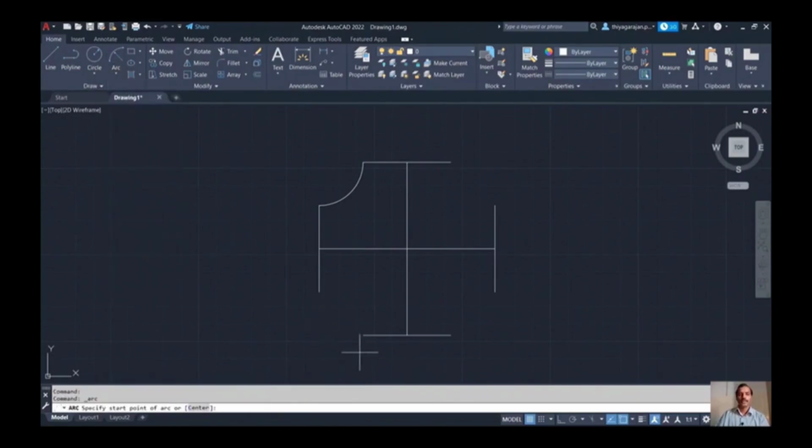So start, end, direction, start point, end point. It must be towards the anti-clockwise direction. So from my start point to end point, the direction must be anti-clockwise. This is my start point. This is my end point. So if I give 25, you will get the exact arc. So remember that always from start to end, the direction must be anti-clockwise.